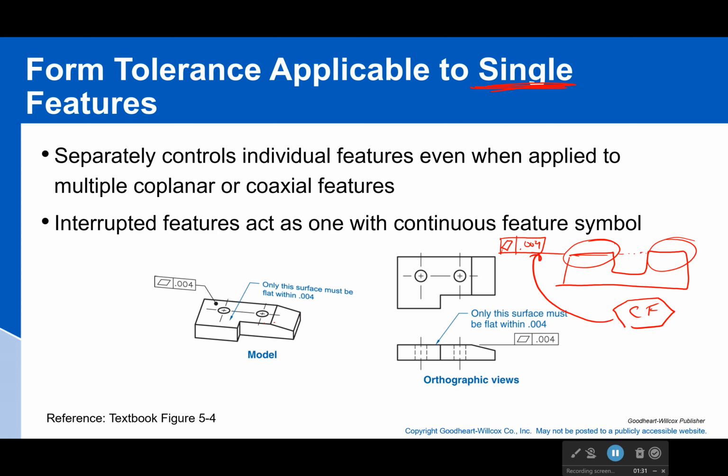So form tolerances apply to a single feature. They do not give any sort of relationship between other features. And it only applies to the exact feature that it's connected to, even if there are multiple coplanar or coaxial features.